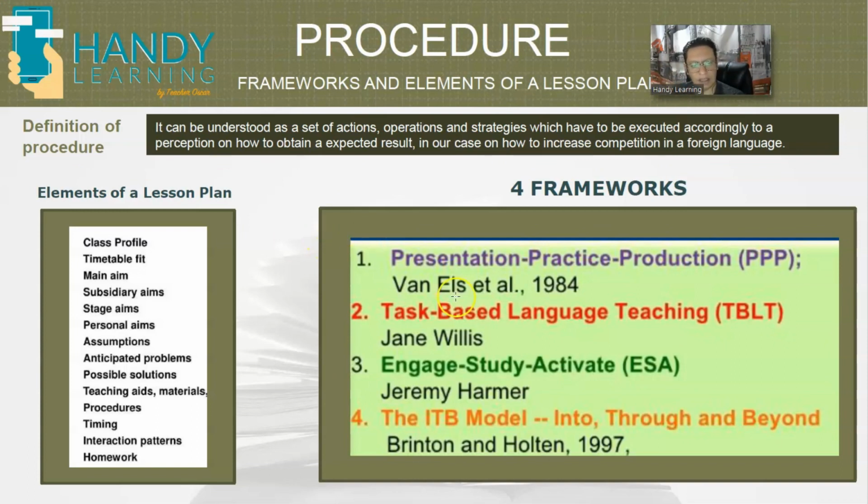Then we have the ESA, Engage, Study, and Activate, developed by Jeremy Harmer, in which we need to have an activity to engage our students' attention, then have them study and practice, and finally activate their production skills. Finally, the ITB model, which means into, through, and beyond, which is very similar to engage, study, and activate, just with different names. So these are the 4 most common frameworks in a lesson plan.